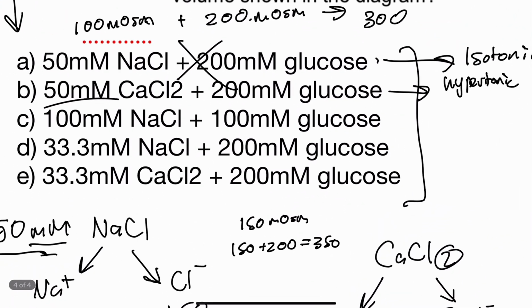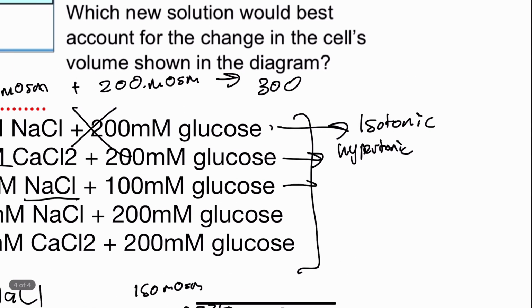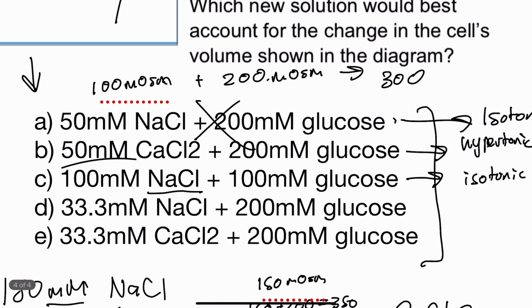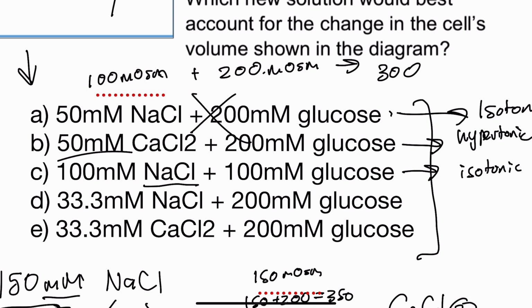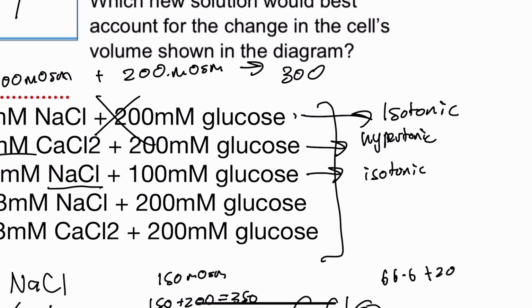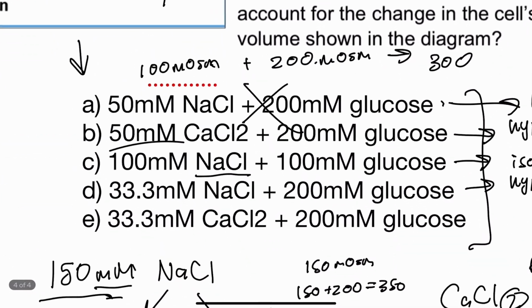What about C? C is a pretty simple one. We're just multiplying our concentration by 2 because it's NaCl. So we have 200 plus 100 in glucose, and that's 300, so we know that's going to be isotonic. Okay, what about D? Well, we have NaCl again, so we're multiplying by 2. Multiplying our value by 2 gives us 66.6, and we're adding that to 200. Now hold on, that gives us 266.6, and that is less than 300. So what does that mean? Well, that means this solution is actually hypotonic. Exactly what we're looking for. So we're pretty confident in D here.